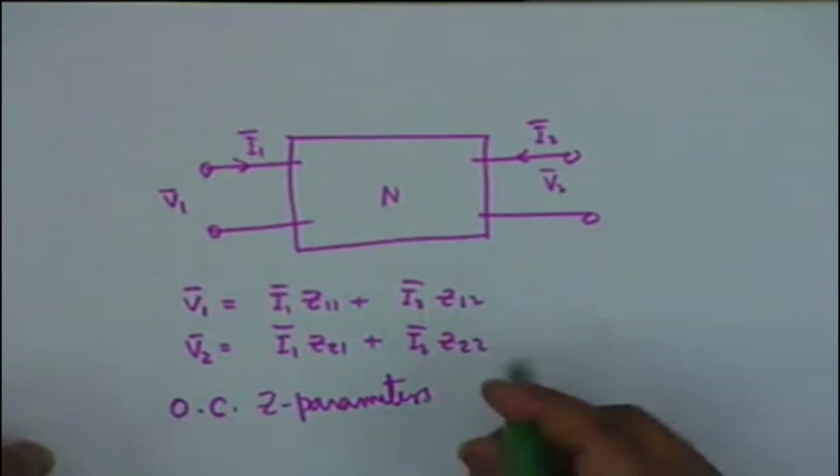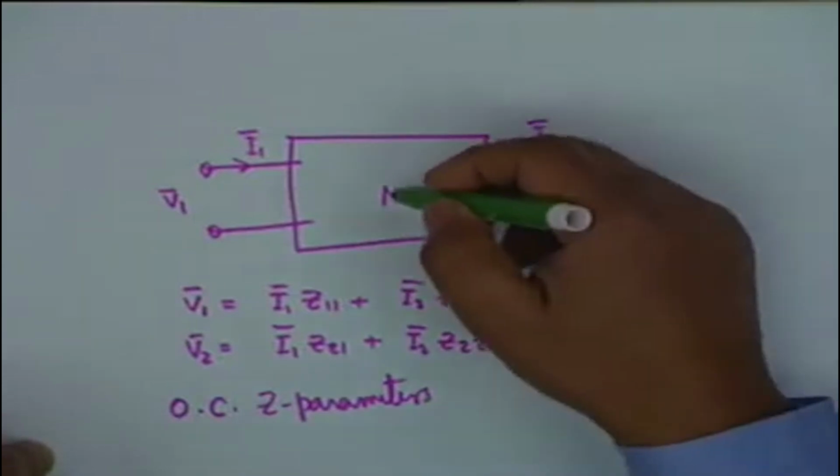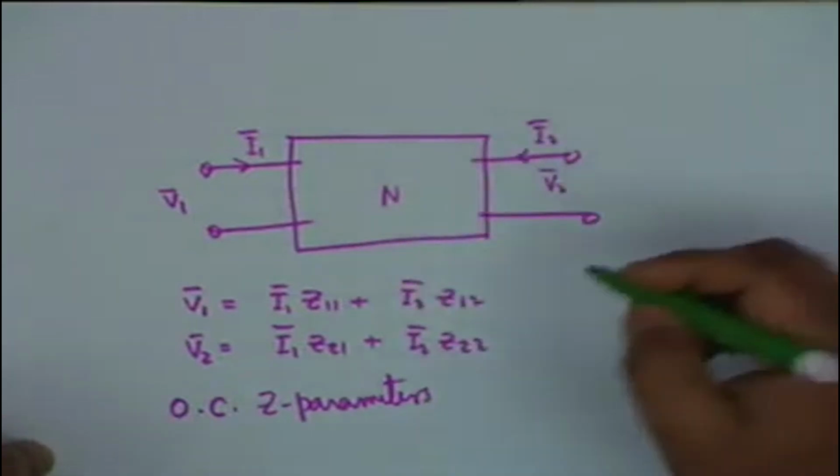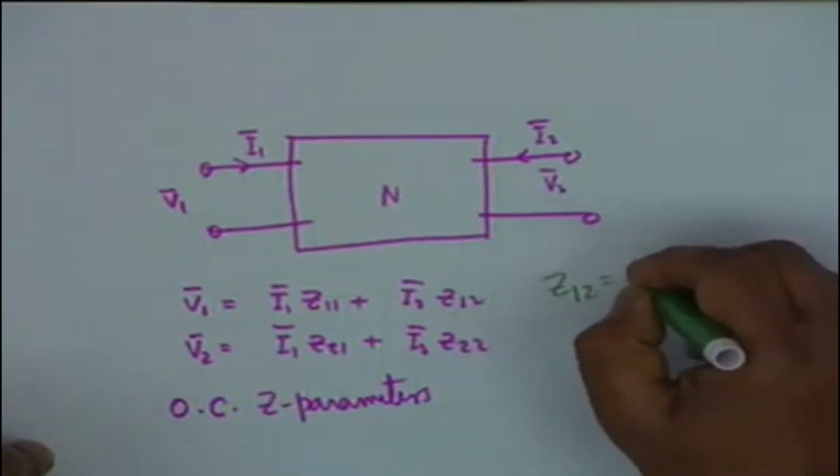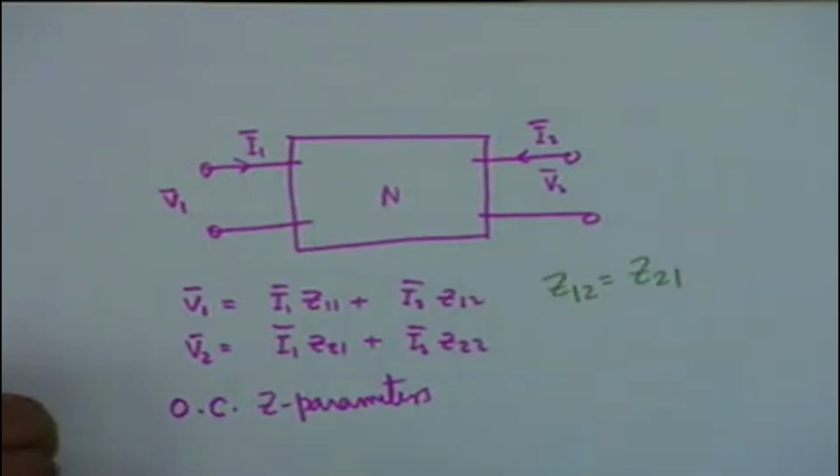And you also know that because of reciprocity, that is, if capital N is a reciprocal network, then you know that the two transfer impedances are equal. Z12 is equal to Z21.